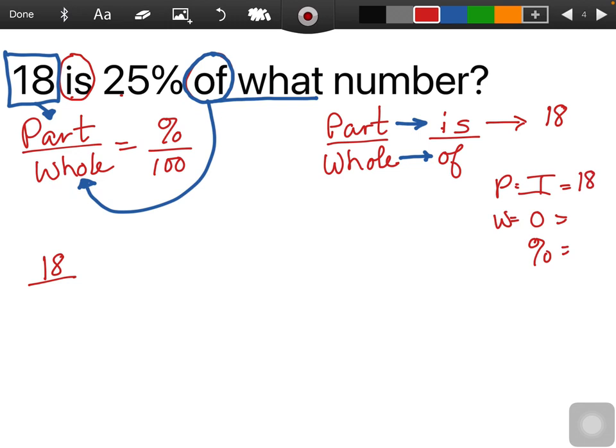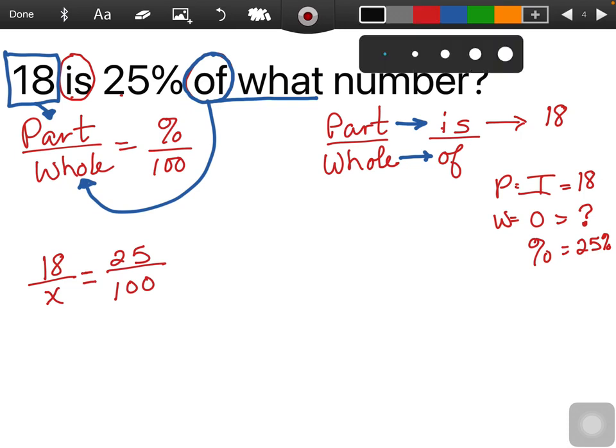So is 18, of some number. I don't know what number it is. And then my 25%. Well, I know from what I did before, as long as I know two of these three sections, I can figure out the rest, right? So let's put them in order. Is 18, of is a question mark. Well, in math, we use the x for a question mark. And then is, what is it? It's 25% of a number. And I know that 25% made into a fraction is 25 over 100.